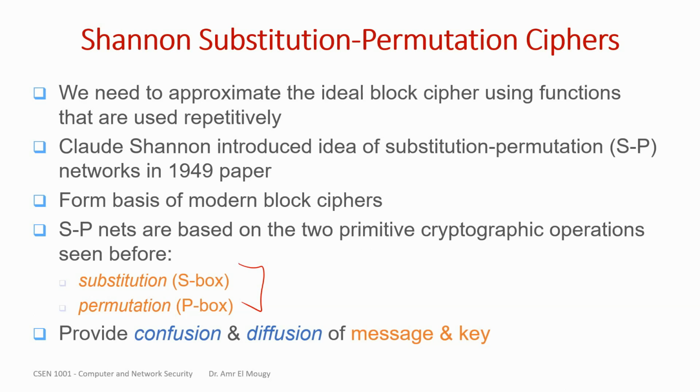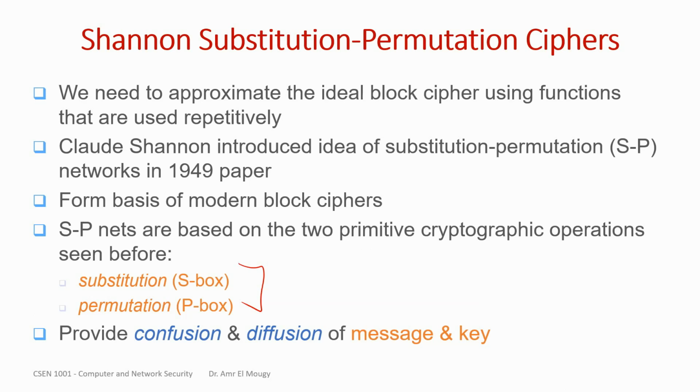This is actually what Claude Shannon put forth, that in order to design a modern block cipher, you have to base it on subsequent operations of substitution and permutation. Substitution is done using something called an S box, and permutation is done using something called the P box. Permutation is nothing but rearranging the bits, and substitution means that you take a group of bits and you replace them with another group of bits. So how can you design the S box and the P box?